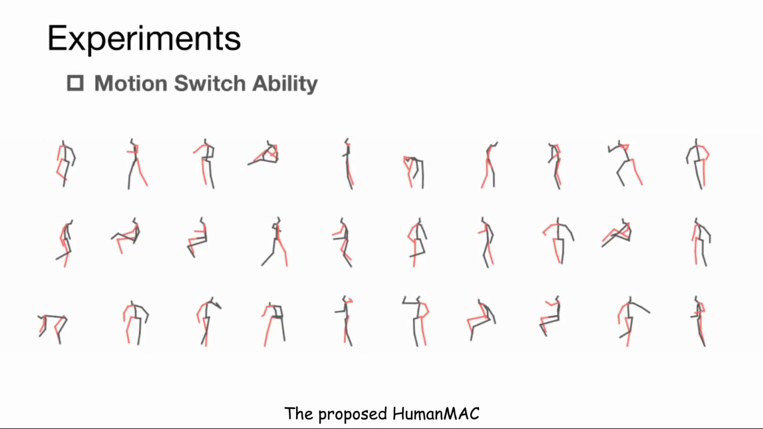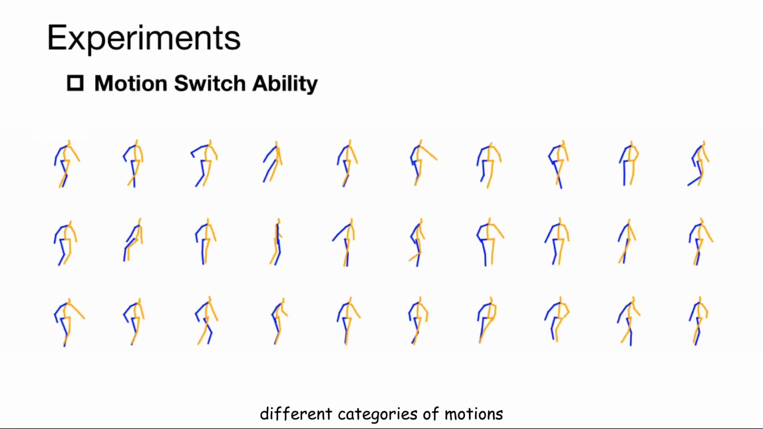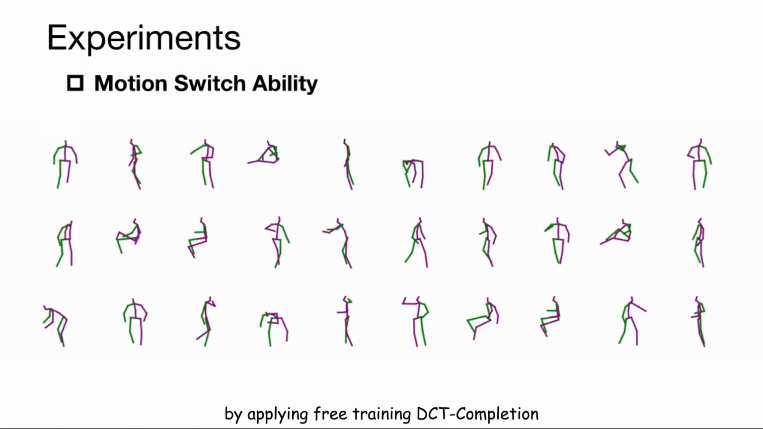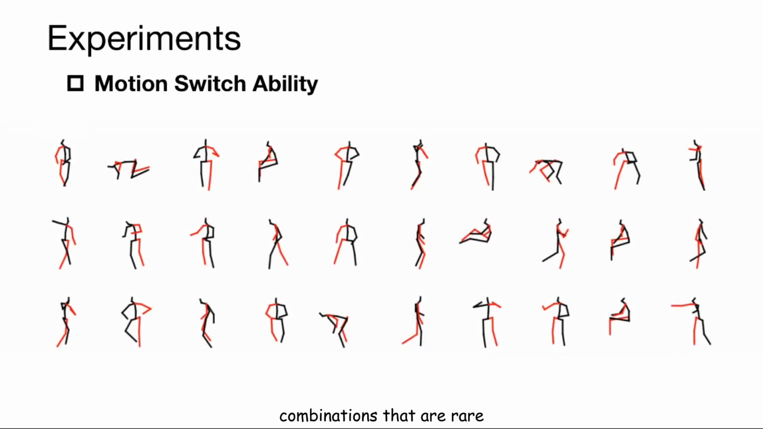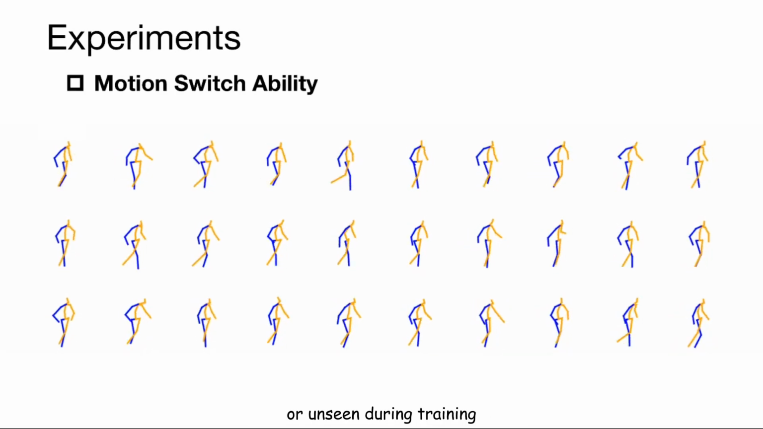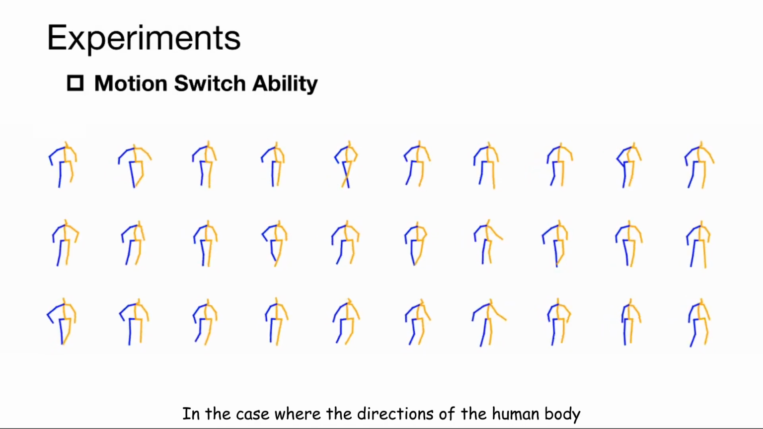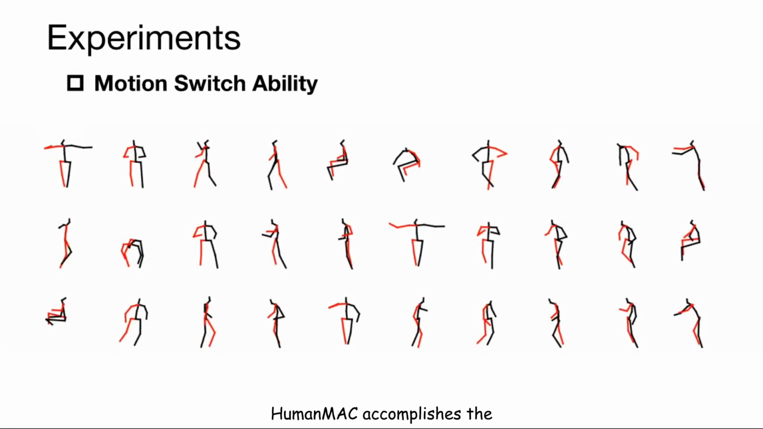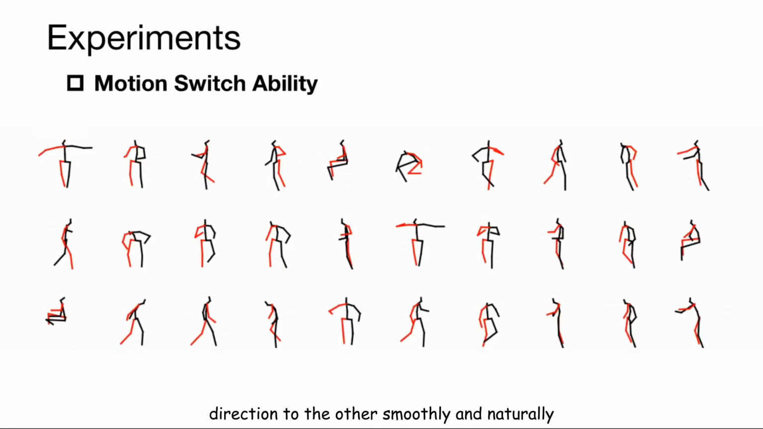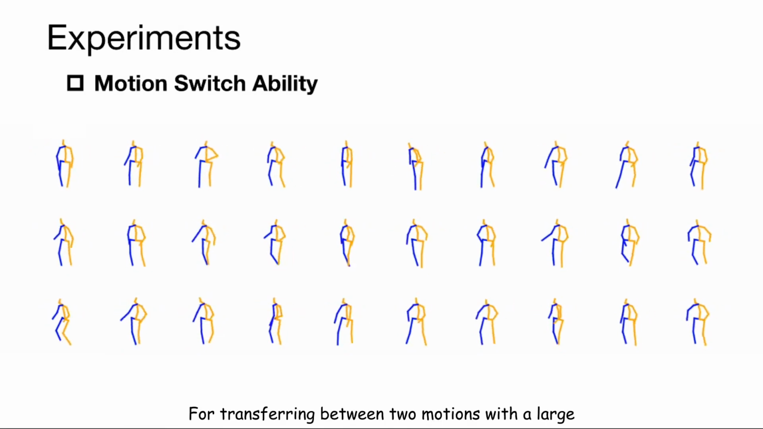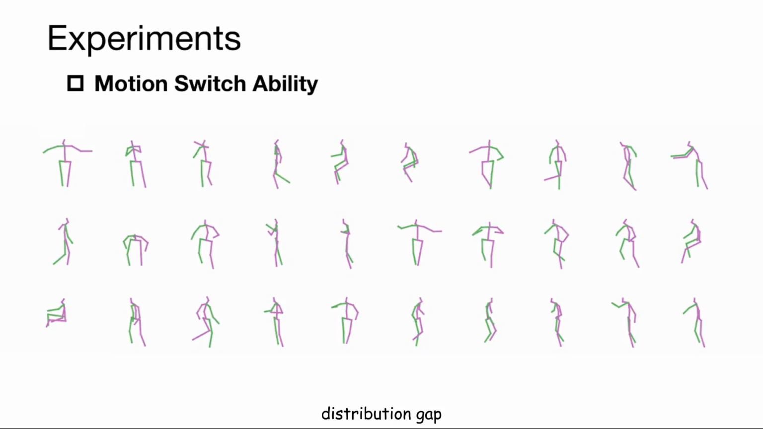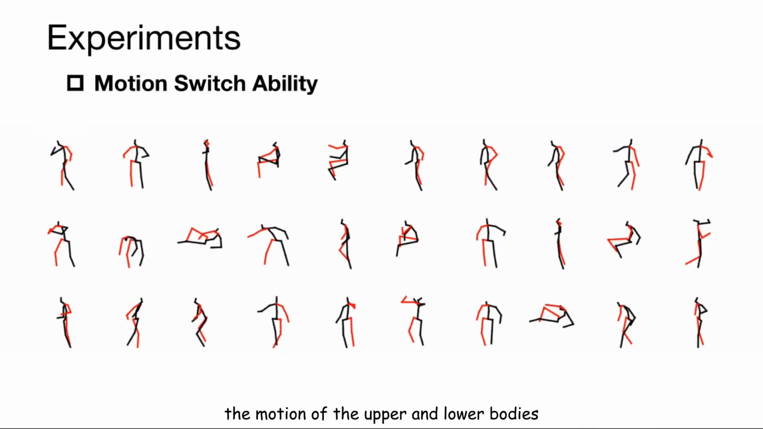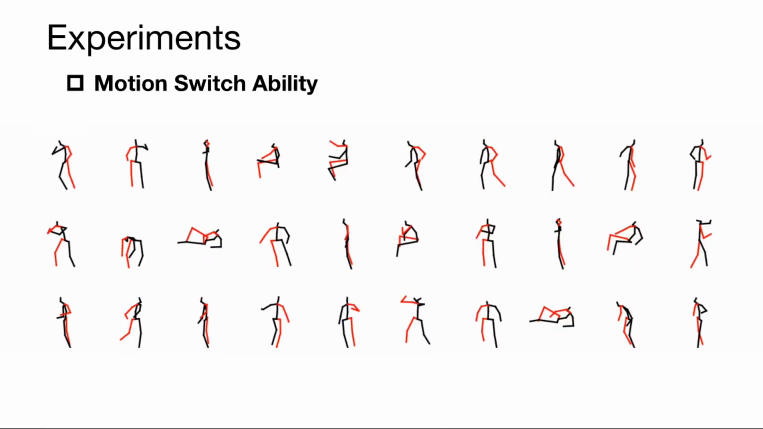The proposed HumanMAC enables the switchability between different categories of motions by applying training-free DCT completion. The ability helps produce some motion combinations that are rare or unseen during training. In the case where the directions the human body is facing differ significantly, HumanMAC accomplishes the switch from one direction to the other smoothly and naturally. For transferring between two motions with a large distribution gap, like from sitting to standing, the motion of the upper and lower bodies changes in a natural way.